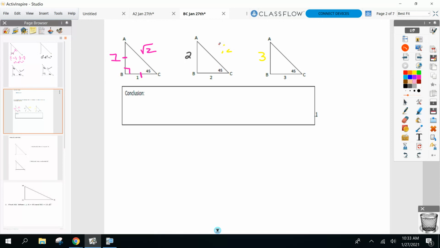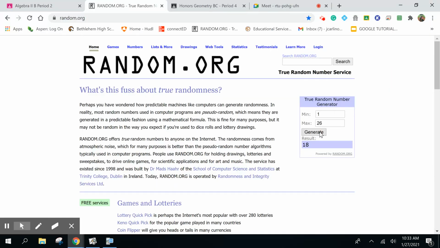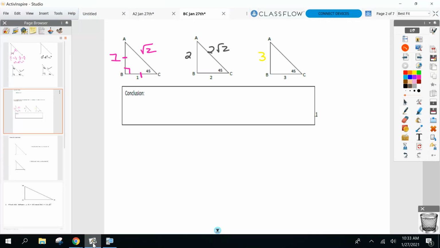And I put that in gray for a reason. 2 radical 2. Third triangle. What's hypotenuse AC in the third triangle? Owen, what do you have for that last triangle? Hypotenuse. 3 radical 6. Radical 6? Where'd 6 come from?